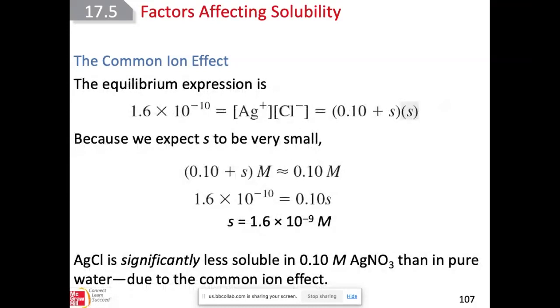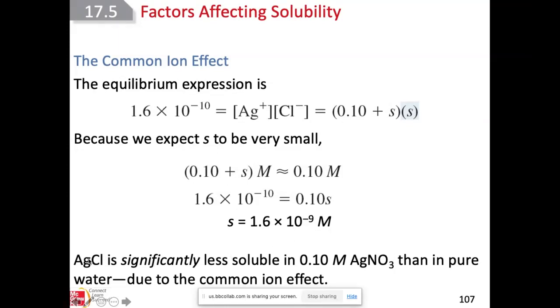So now let's put this into the equilibrium expression. The concentration of Ag+ will be 0.1 coming from AgNO3 plus S, and the concentration of Cl- is just S. Since we're expecting S to be very small, the expression 0.1 plus S we will just simplify to 0.1 molar. We will put this into the expression and find S equals 1.6 times 10 to the negative 9 molar.